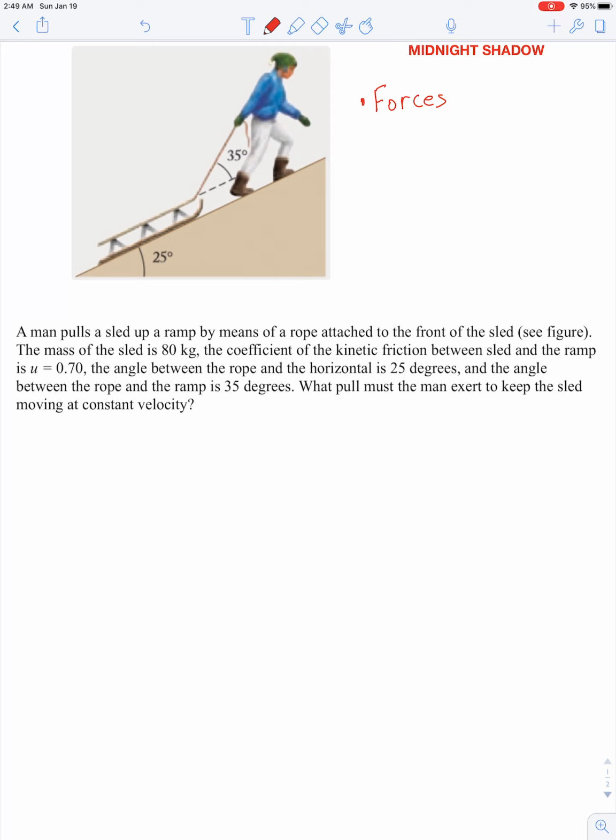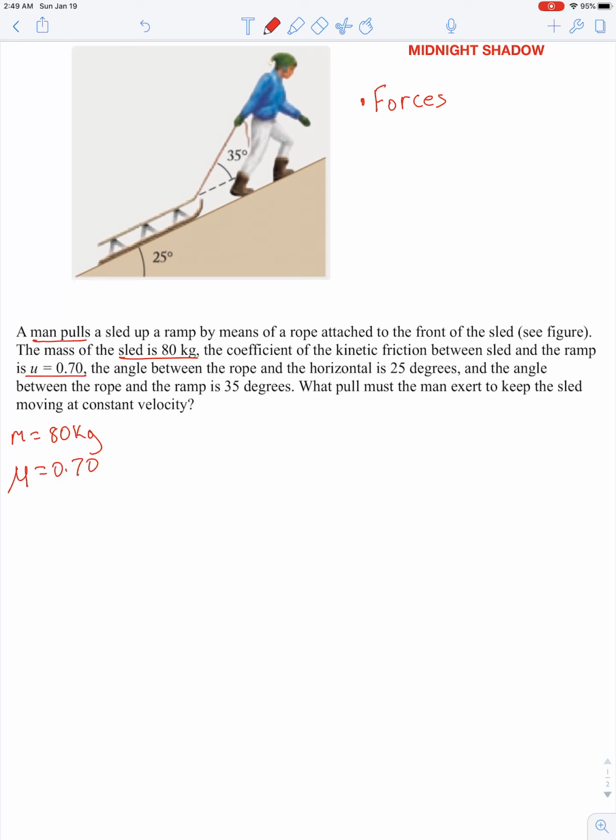Once we have done that, let's look at the problem and start reading. A man pulls, that means there's forces, a sled up a ramp by means of a rope attached to the front of the sled. The mass of the sled is 80 kilograms. So once again, I write what I have. Kilograms tell me it's mass. The coefficient of friction between the sled and the rope is mu equal to 0.70. So I put mu equal to 0.70.